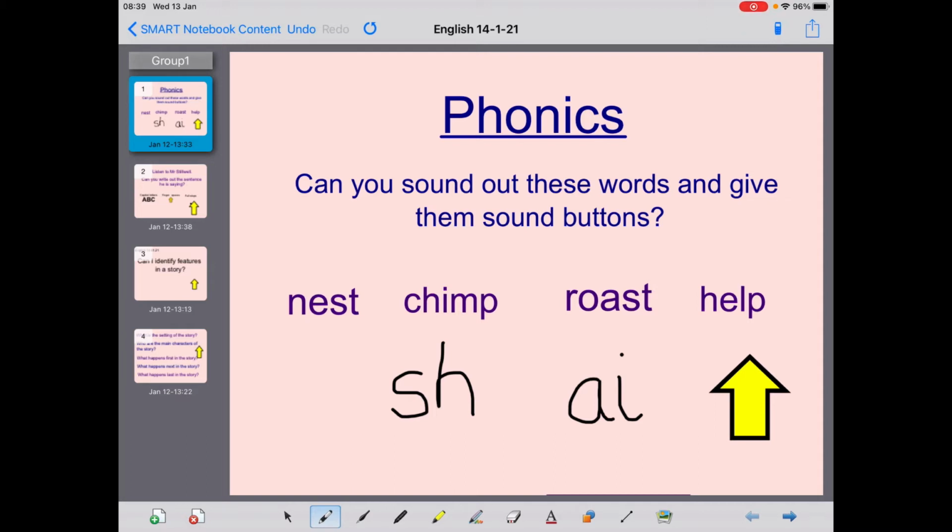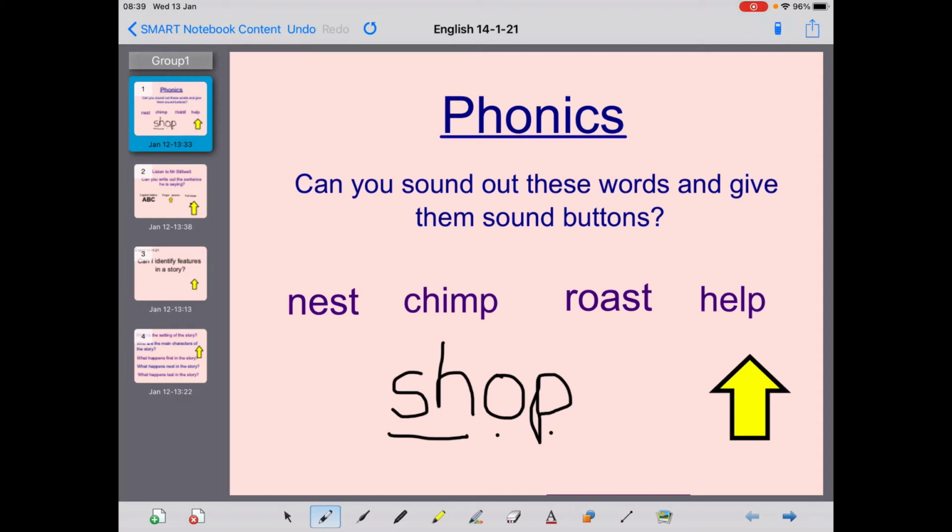Good, and when we're doing our sound buttons with a digraph, we need to remember, so I'm going to do it for shop here to show you, just in case you've forgotten, I'm sure you haven't. We are going to do sh, oh, p, shop. See how we don't have our dots under there, we have a line now instead.